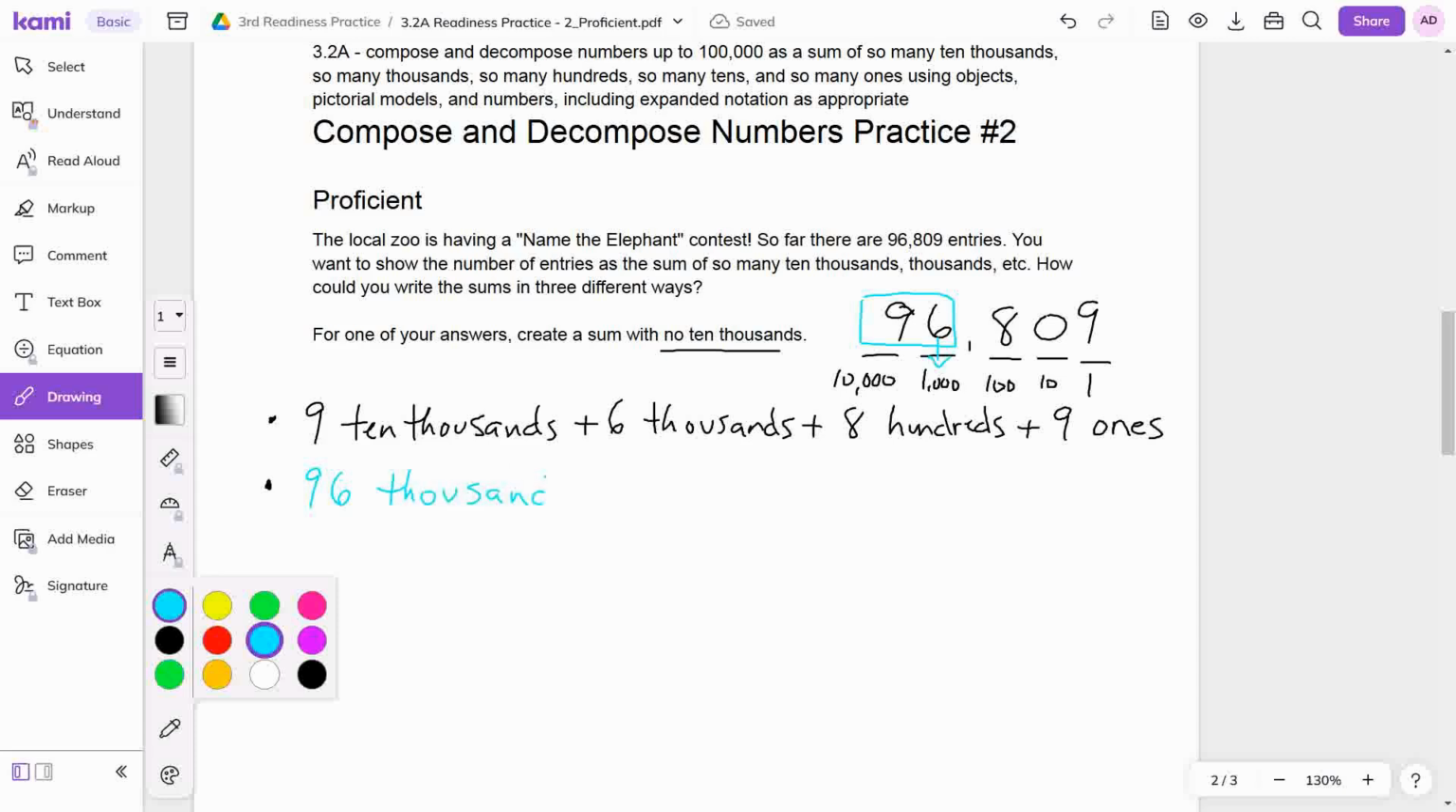Think about it. If you take $1,000 bills and you count out 96 $1,000 bills, that would be the same as counting out 9 $10,000 bills, 10, 20, 30, 40, 50, 60, 70, 80, 90, and then 6 $1,000 bills. So that's a different way that you can do this. So I don't need to add my 10,000s or my thousands. I still need my hundreds, my tens, my ones. And there's no tens. I'm going to skip that. I'm just going to go ahead and complete this with 8 hundreds plus 9 ones.